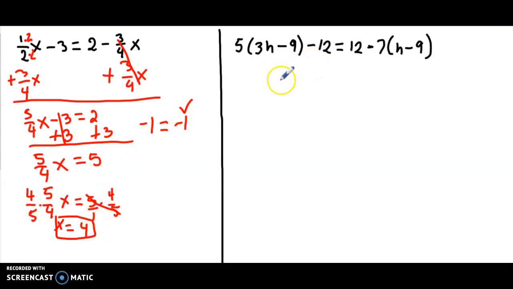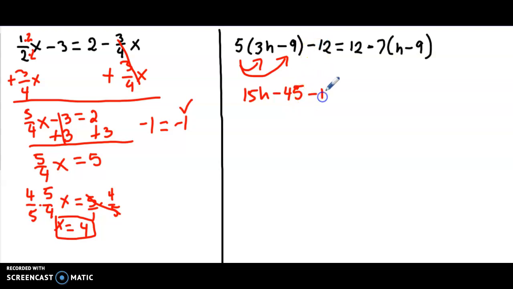The other problem, on the right side, is an equation that looks very long, but in actuality it's not bad at all. So let's try to tackle this one step at a time. So first of all, because I see the parentheses, I will start by distributing. So the distributive property here would give me 15h. Positive times a negative is negative. 5 times 9 is 45.